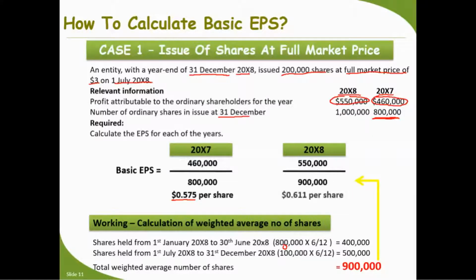Okay. Now you have calculated EPS, which is 0.611 per share or 61.1 cents per share. It means even though you have issued new shares, your performance in the form of EPS is better than 20x7. Okay, got it? Again, I'm repeating, if you have issued shares at full market price, in that case you will use time fraction to calculate your weighted average number of shares.